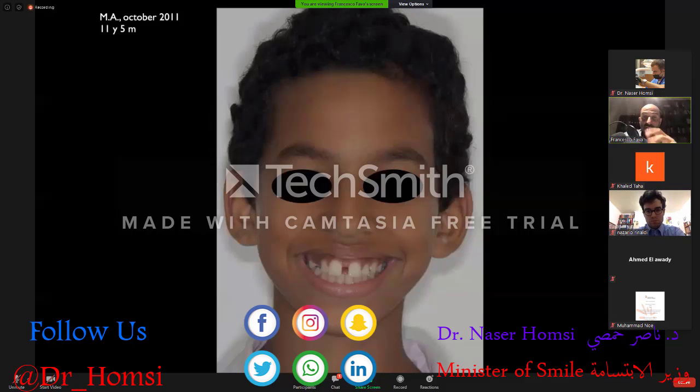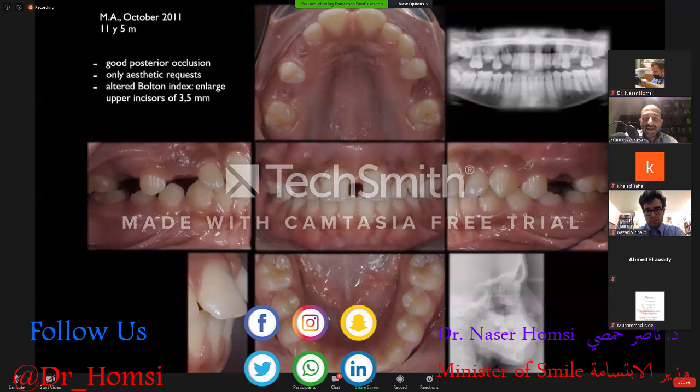This is a very evident aesthetic issue. Mohamed has a good posterior occlusion and a limited possibility of expense, so he cannot afford major treatments. And he has an altered Bolton index, and considering the altered Bolton index, we know that we need to correct the anterior occlusion in a stable way. We need to enlarge the upper incisors by 3.5 millimeters.